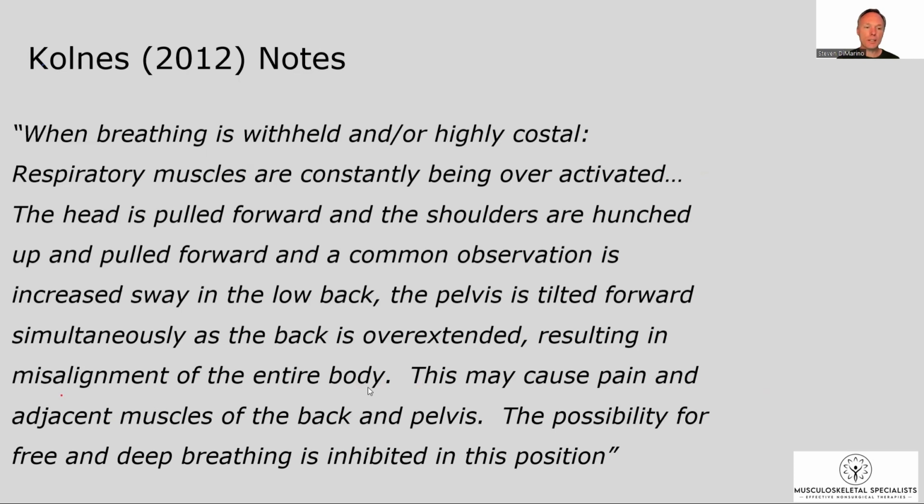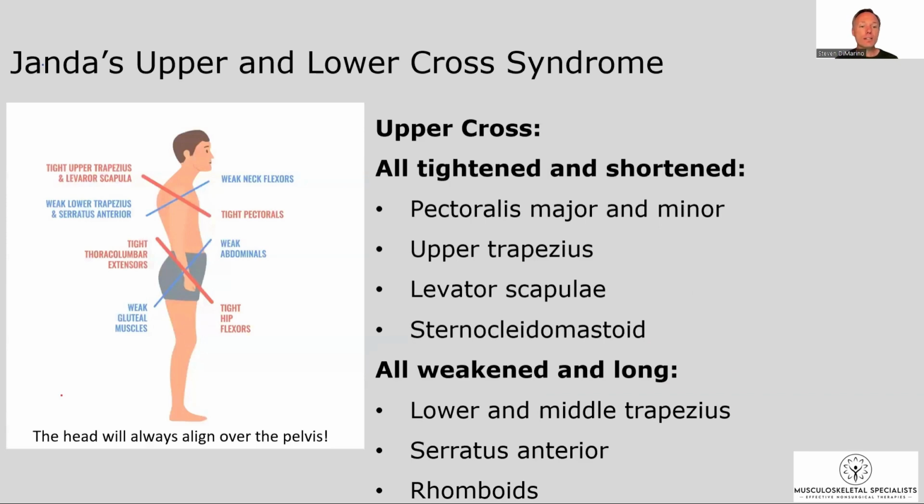So this is where the respiratory function is now deforming the body's posture from an aligned posture to a pretty crooked posture. Okay, this may cause pain in adjacent muscles of the back and pelvis, and I'm going to add the neck. The possibility for free and deep breathing is inhibited in this position. And so they lost the breathing and they drop into this position, which is inhibiting breathing. And this is why it's a dangerous cascade that actually needs a little interference from a professional to get it rehabbed. And this is that position.